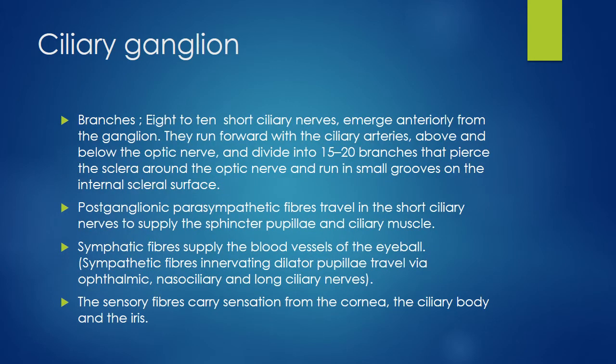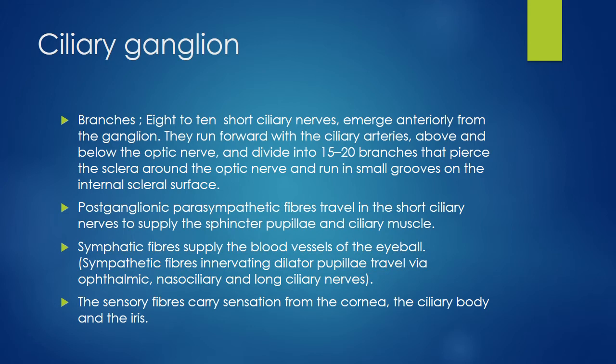Then 8 to 10 short ciliary nerves emerge from the anterior aspect of the ganglion. These are called short ciliary nerves, and each of the nerves contains all three types of fibers: sympathetic, parasympathetic and sensory fibers. Now postganglionic parasympathetic fibers which travel in the short ciliary nerves supply two intraocular muscles. One is sphincter pupillae and other is ciliary muscle.